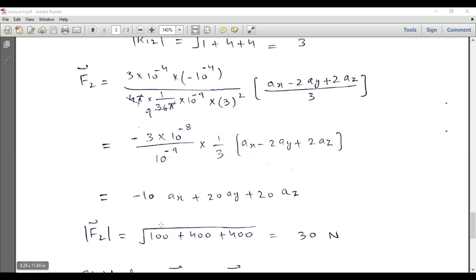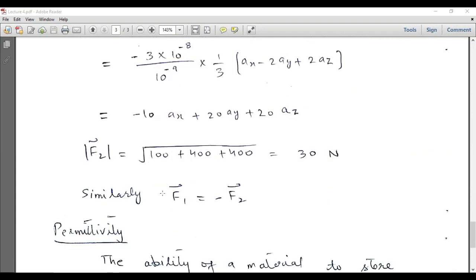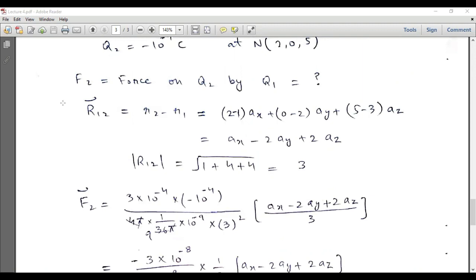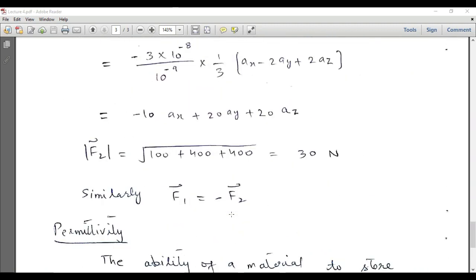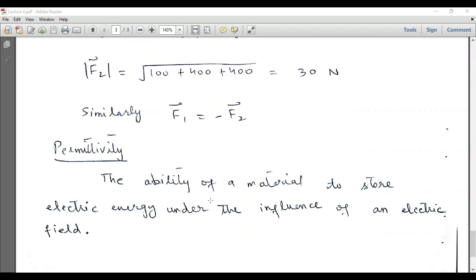Now the magnitude of this force is equal to the square root of the sum of the squares of all the components. So it will be equal to 30 newtons. And similarly F1 is equal to minus F2. So if we want to calculate F1, we have to use R21 over here, and everything else will be similar. Now I will discuss the definition of permittivity.